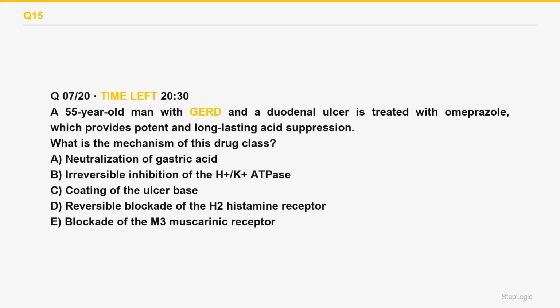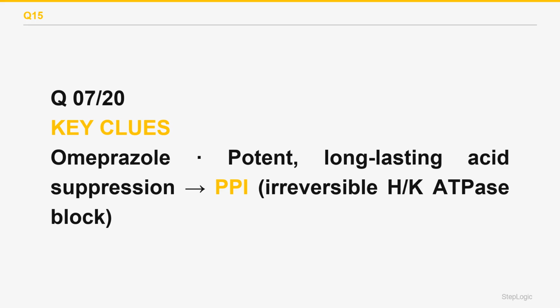What is the mechanism of this drug class? A 55-year-old man with GERD and a duodenal ulcer is treated with omeprazole, which provides potent and long-lasting acid suppression. Read the command. Mechanism of omeprazole. Proton pump inhibitor. Irreversible inhibition of the H plus K plus ATPase. Omeprazole is a proton pump inhibitor.